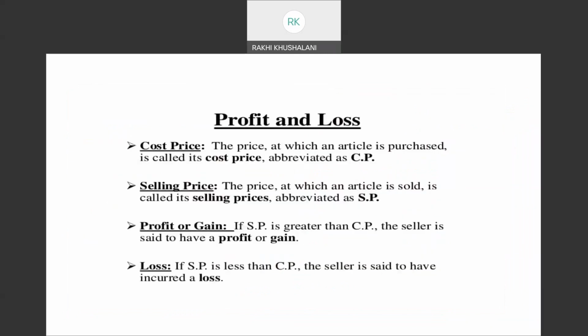We saw the definitions. And now I request you that I will be making the PDF of this video and uploading it on the end tab. Okay. So you have to jot down everything in your notebook. You have to write down everything in the notebook. These are your notes related to the topic cost price and the selling price, profit and the loss.